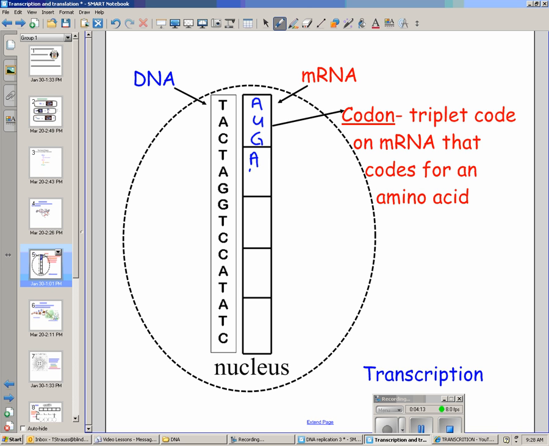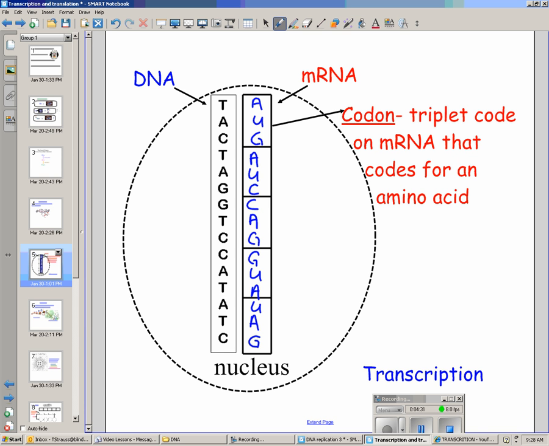T to A to U, G to C, G to C, T to A, C to G, C to G, A to U, T to A to U, T to A, and C to G. Now, we have our mRNA strand.